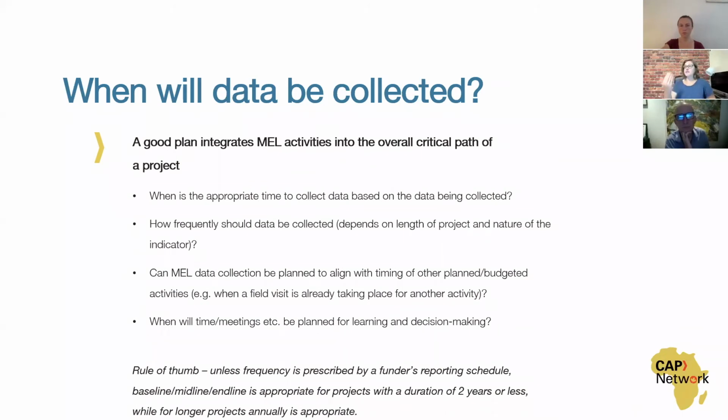The next consideration is around timing and frequency. So when is the right time to collect these different pieces of data, and how frequently are you going to collect the data? Are you going to use mobile to check in with a farmer every month to ask them what was their income that month? Are you going to ask them every quarter? Are you going to ask them baseline, midline, endline? How often do you need to collect the data, and when are you going to do that?